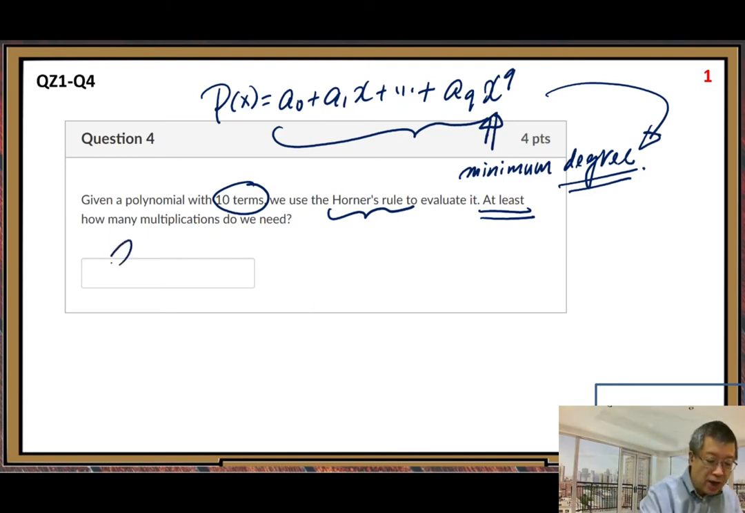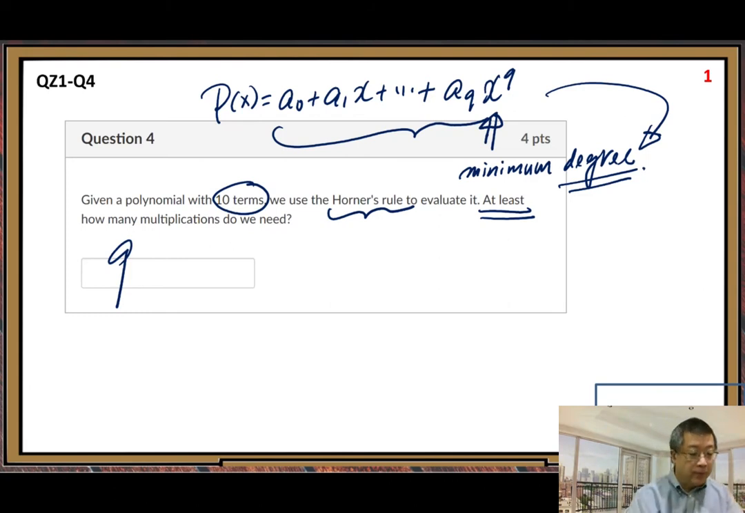So the answer is 9. Right? The answer is 9, the same as the degree number. Do not put 10. I hope none of you put a 10. So 10 minus 1. All right.